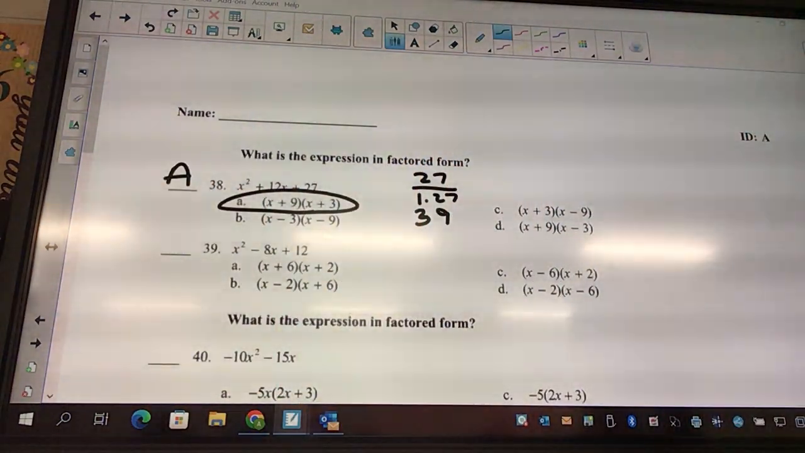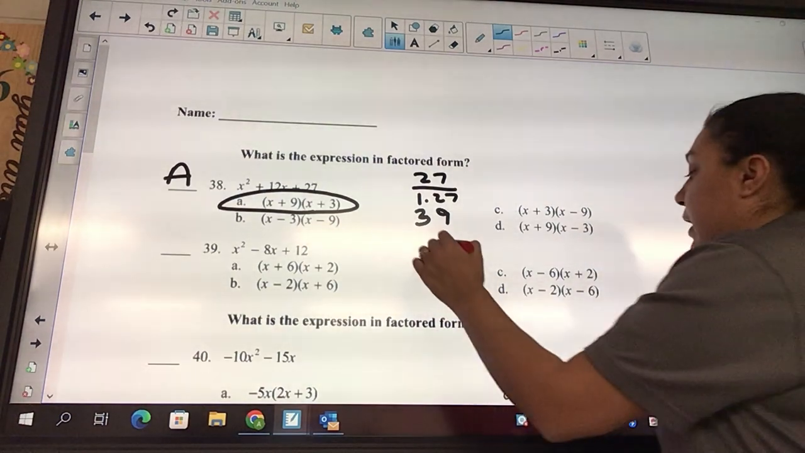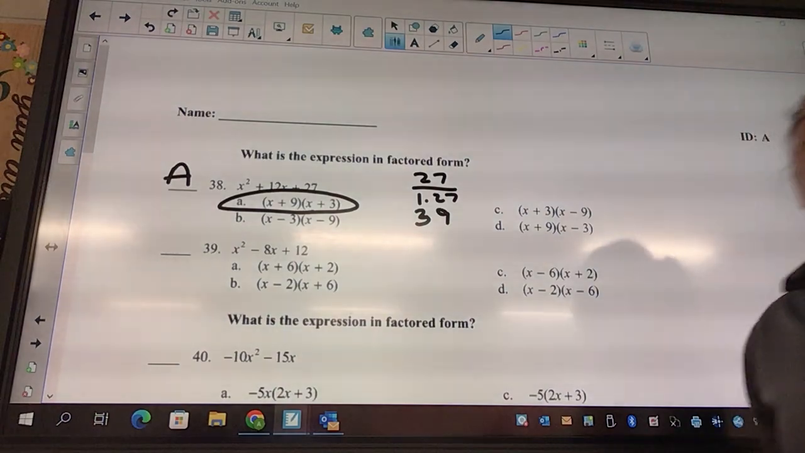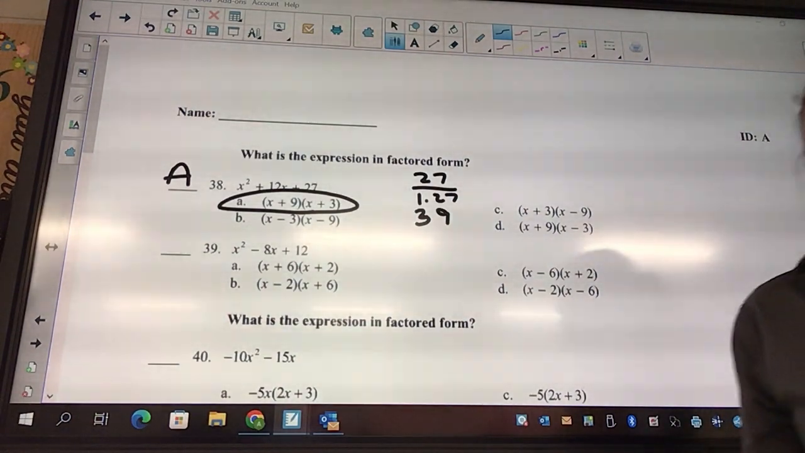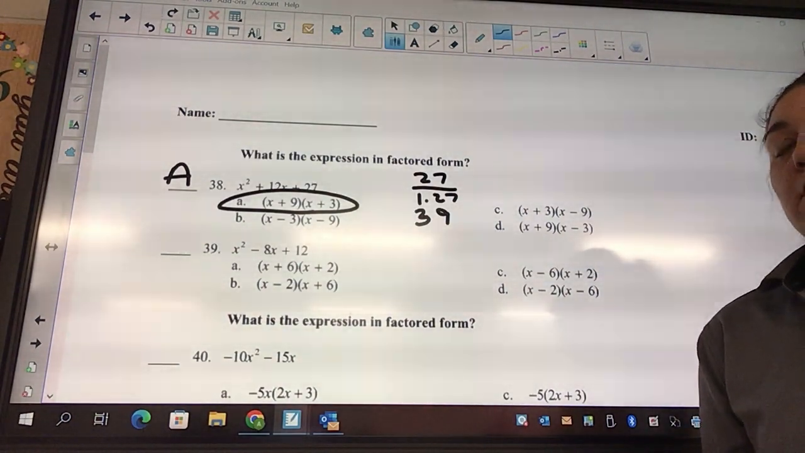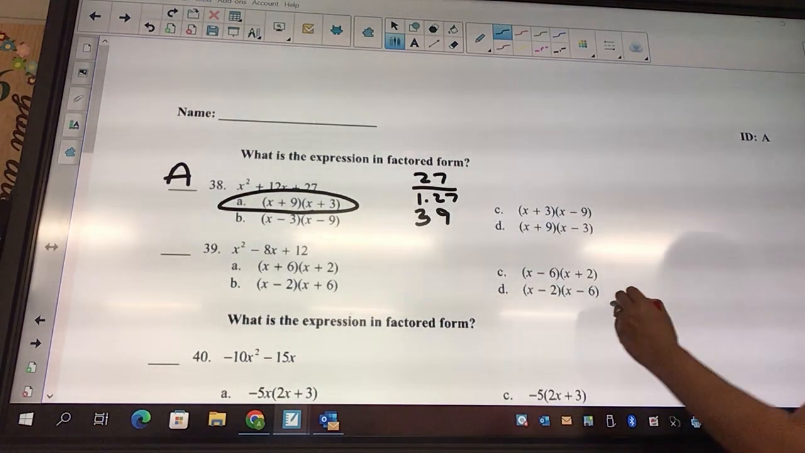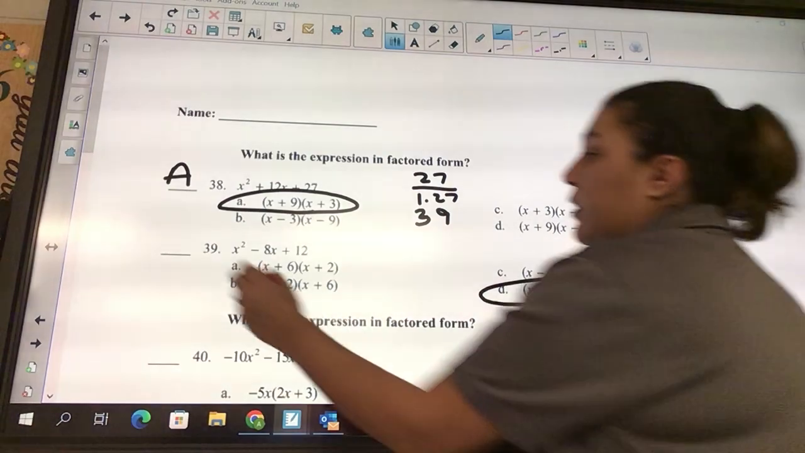Okay, we do the same thing with 39. You can see here that they're all 2 and 6, right? So with the 2 and a 6, how can I get a -8? Negative. Okay, which is going to be D.